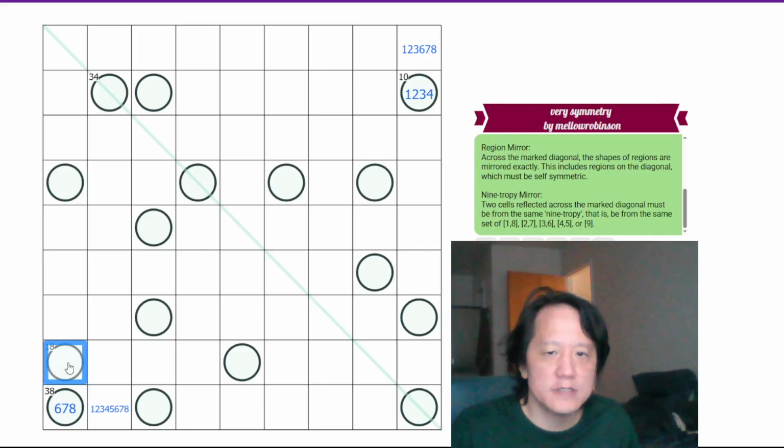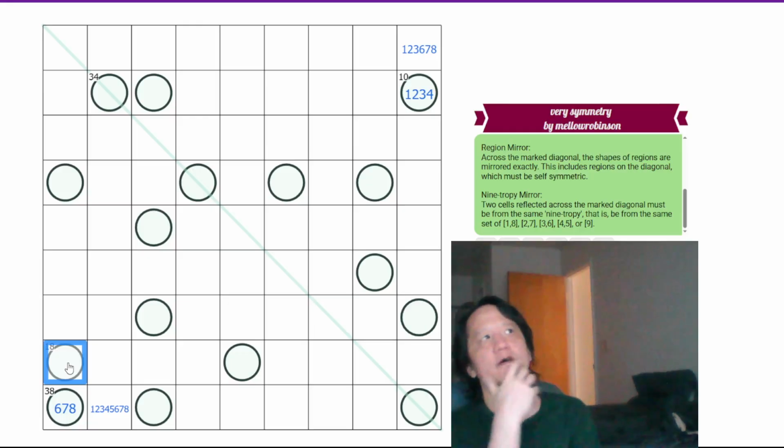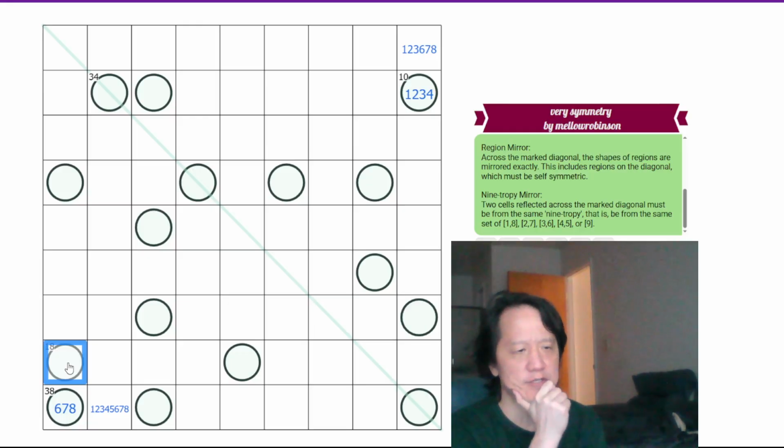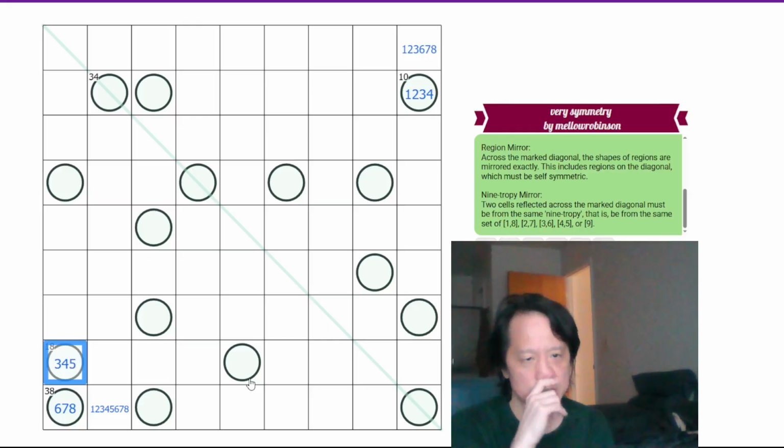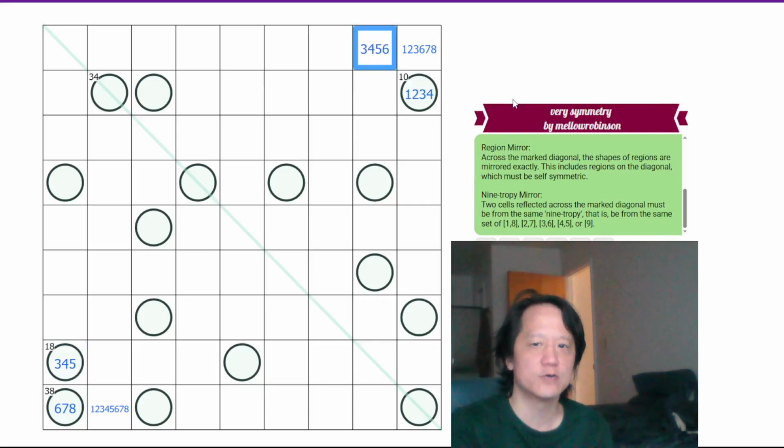This 18 can be the sum of 5 unique digits at minimum. Sorry, at most. What's the most it could... Sorry, what's the minimum it could be? It could be 3. It could be 4, and it could be 5 at most. So this is 3, 4, or 5. This must be 3, 4, 5, or 6.